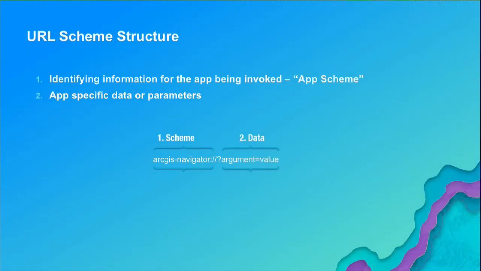So if we want to break that down further and look at what the URL scheme structure actually is, it really is two parts. You first have the app scheme, and this will be the identifying information that tells the operating system which application will be opened. So instead of having a URL to a website that has the https://, here you'll have the actual app scheme that has been defined within that mobile application. In addition, you'll want to add maybe some app-specific data or parameters. And what this will do is, once the application is launched, it will give the application the information it needs to give the field worker their desired state.